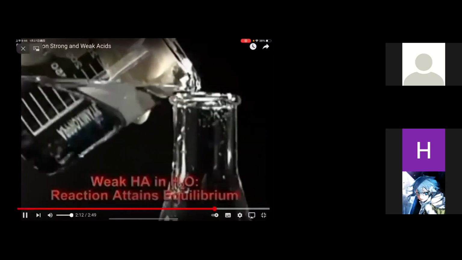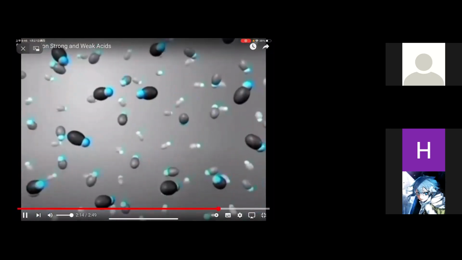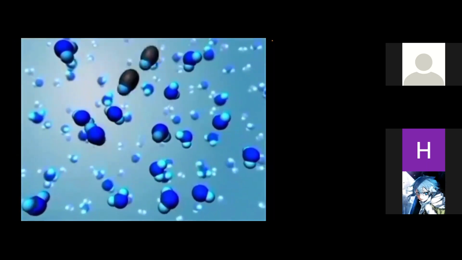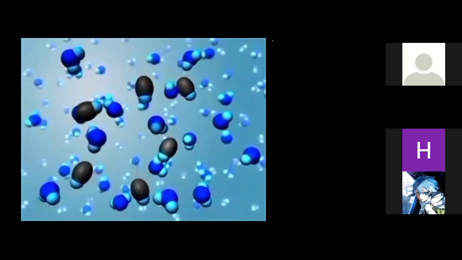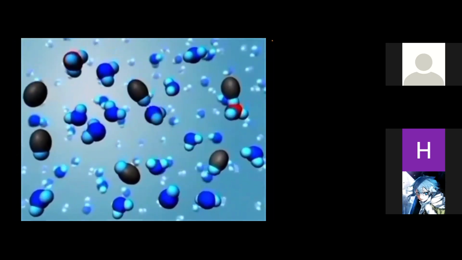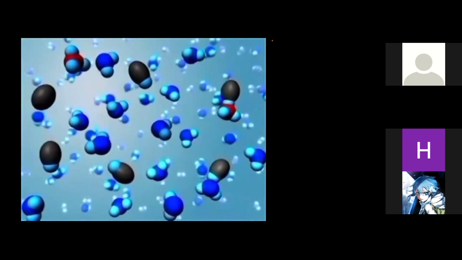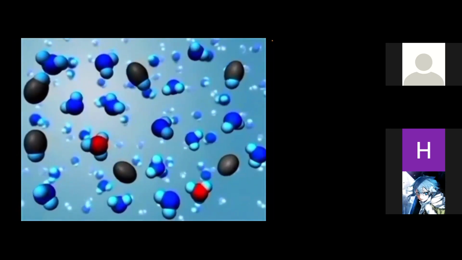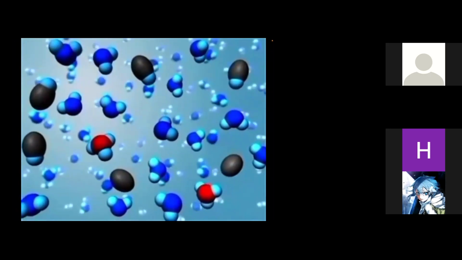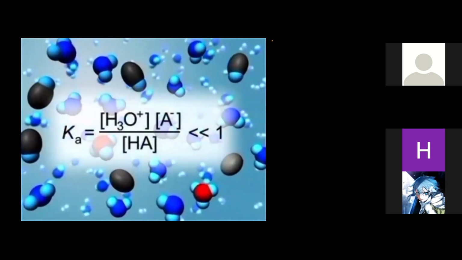Now the beaker contains a weak acid. As before, the moment the acid molecules make contact with the water, proton transfer from HA to H2O occurs. But in a very short time, proton transfer from hydronium ion to A- balances it and equilibrium is reached. Thus, a weak acid solution has a relatively high concentration of HA and very low concentrations of H3O+ and A-. Therefore, the acid dissociation constant is very small.